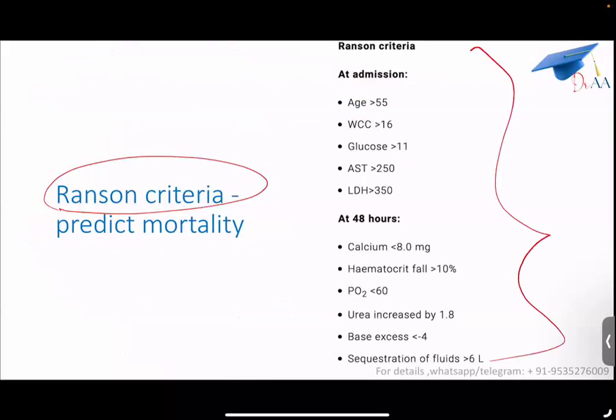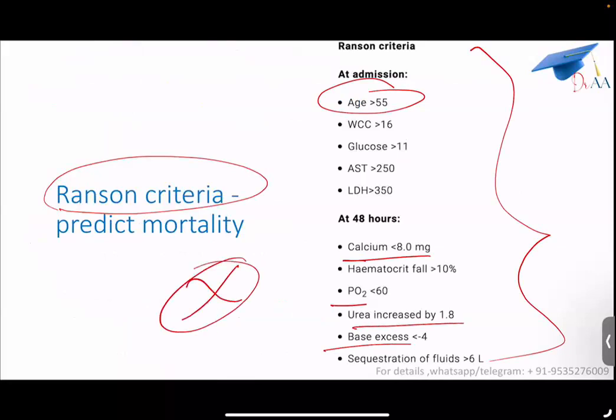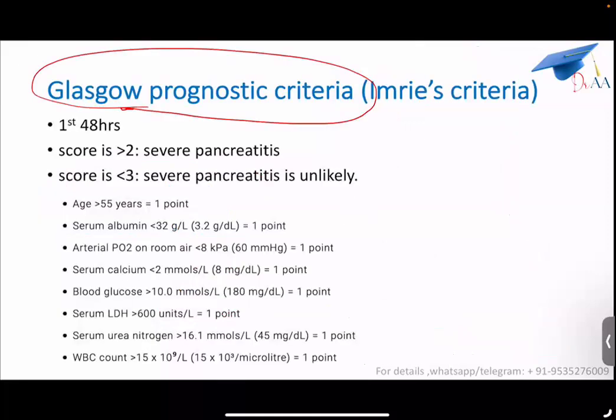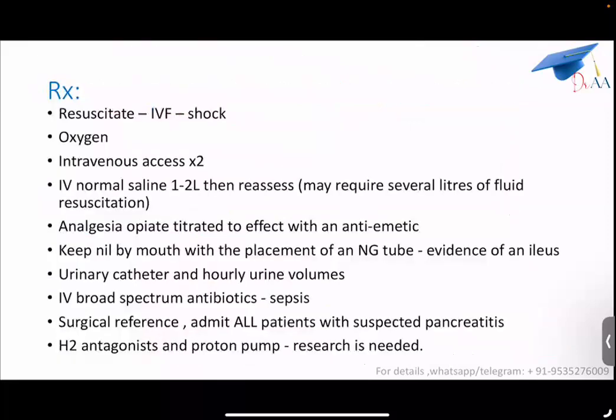It is not humanly possible to remember a calcium level of this much or urea level of this much, base excess of this much, and remember the scores, remember the values. It's not possible. So we only recommend you to remember the names. At least remember the two names. At least remember that there is a criteria which helps to predict the prognosis of the disease. That much should be more than enough from an exam point of view.